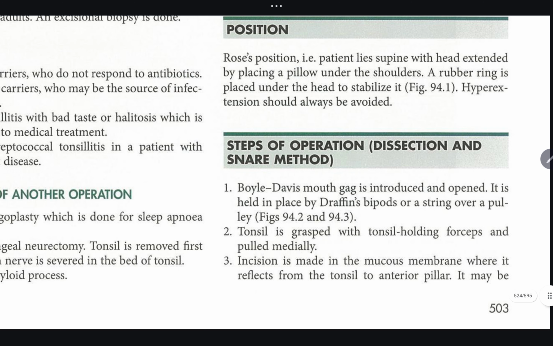Steps of operation. Dissection and snare method. 1. Boyle-Davis mouth gag is introduced and opened. It is held in place by Draffin's bipod or a string over a pulley. 2. Tonsil is grasped with tonsil holding forceps and pulled medially. 3. Incision is made in the mucous membrane where it reflects from the tonsil to anterior pillar.